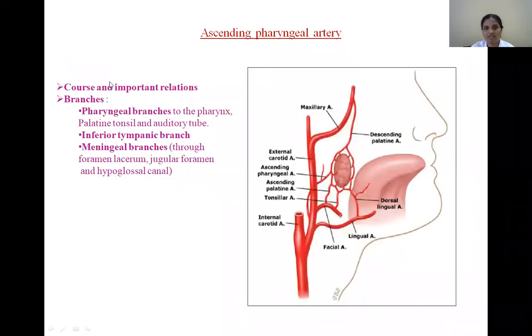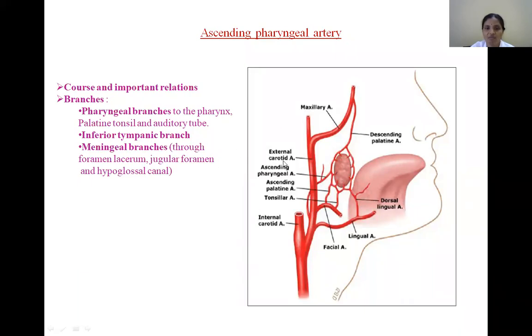Coming to the ascending pharyngeal artery. See, this ascending pharyngeal artery ascends along the lateral wall of the pharynx. On its way, it provides an important branch, that is pharyngeal branch, to supply pharynx. In addition, it supplies the palatine tonsil. But the main contribution to the palatine tonsil is derived from facial artery. So along with these other branches, the ascending pharyngeal also supplies the palatine tonsil.